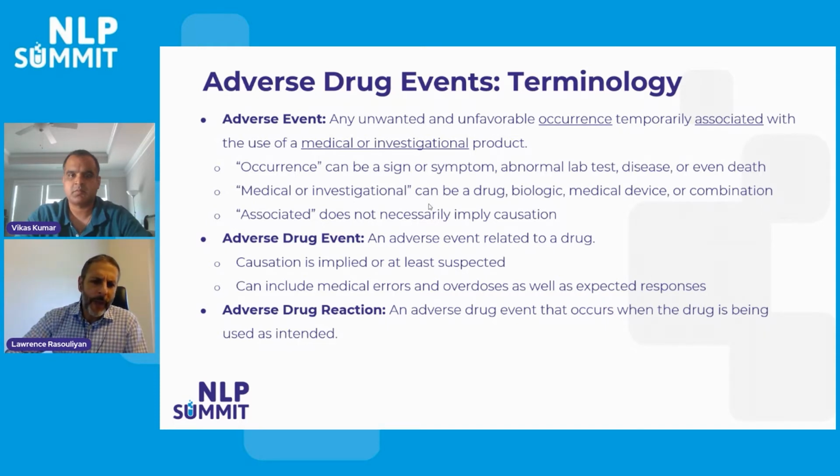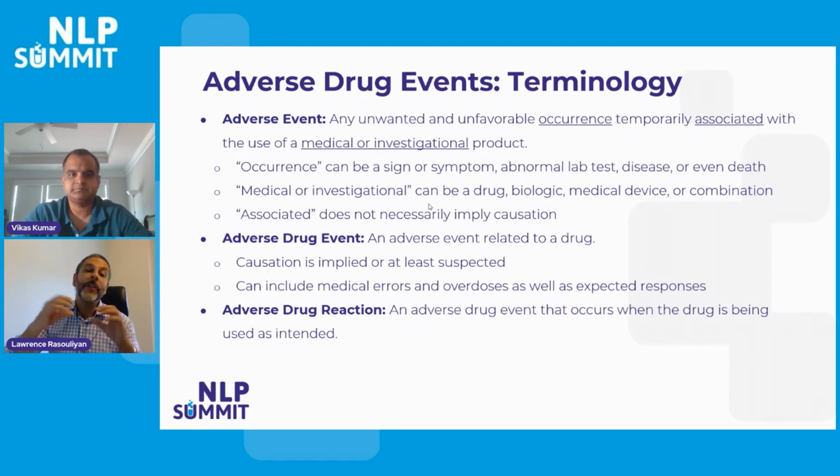It's also important to note that it can include medical errors and overdoses as well as the expected responses, right? So there is an element of human error. So in a situation, let's say, where the label says you take one pill and somebody took 20 pills and had something bad happen, that would be categorized under an adverse drug event.